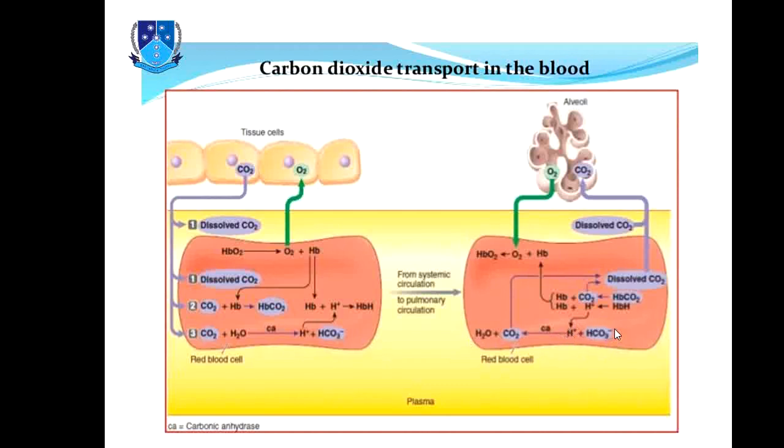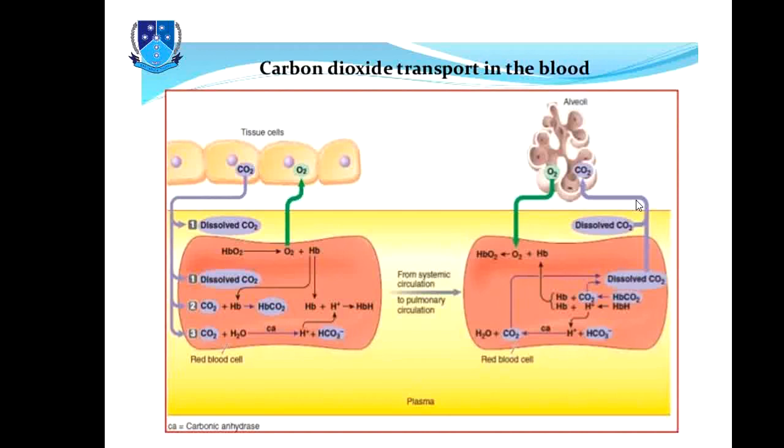Then the proton will combine together with the bicarbonate ion, and this will make the synthesis of carbonic acid, and that carbonic acid will eventually be converted into water and carbon dioxide, and that carbon dioxide will again come out of the red blood cell to the external environment.